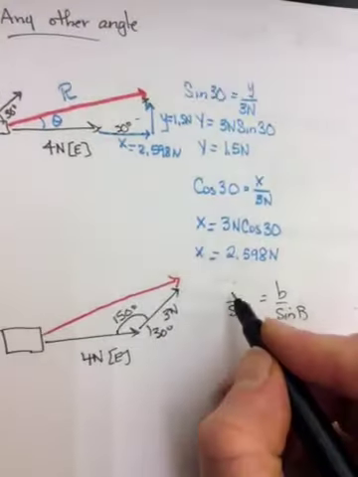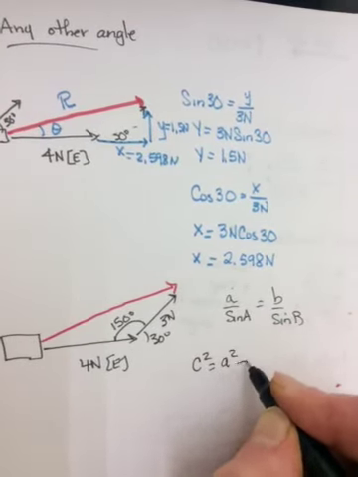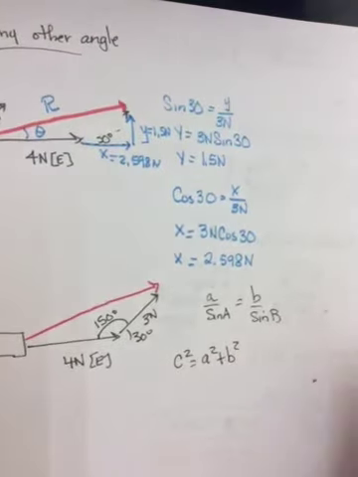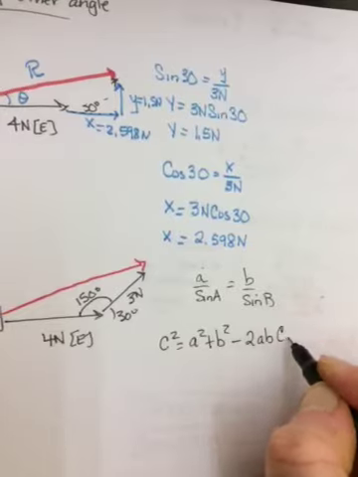The cosine law is c squared is equal to a squared plus b squared. That shouldn't be too tough. That kind of looks like the Pythagorean theorem. Minus 2ab cos c.